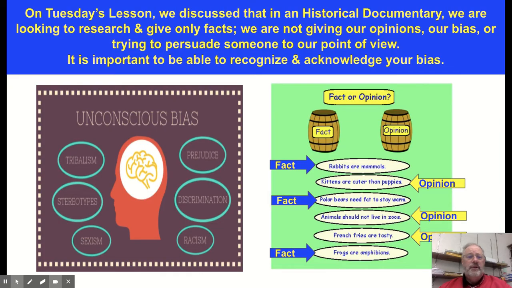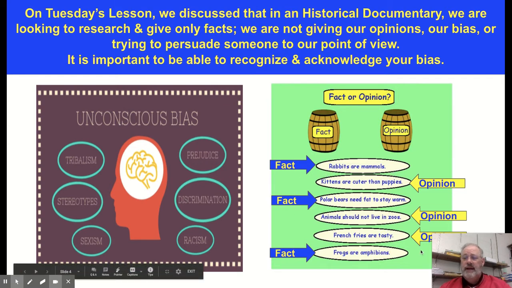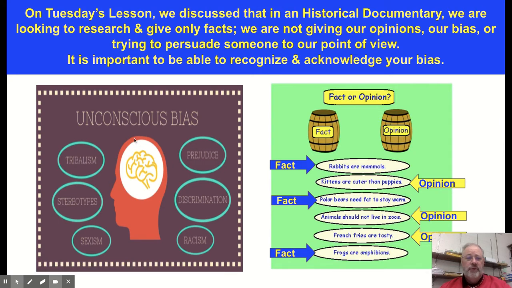Okay, just a quick review. On Tuesday's lesson, we discussed that in a historical documentary, we are looking to research and give only facts and not opinions. We reviewed the difference between facts and opinions. And also, we want to make sure that we are aware of and recognize any biases that we have towards a topic. We don't want to give any of that or any opinions. We're not trying to persuade anybody to a certain point of view. All we're doing is presenting facts as they have happened, okay?